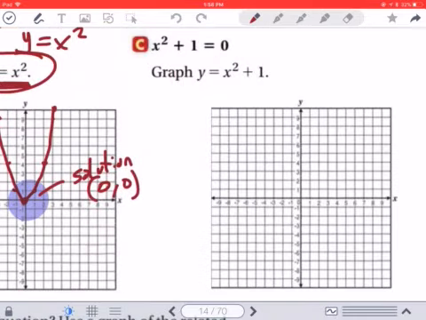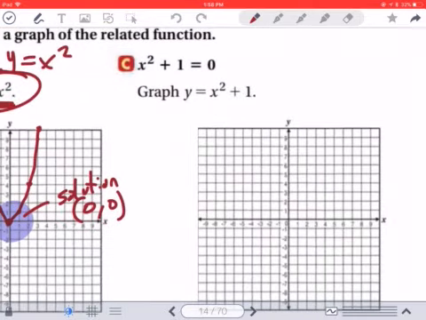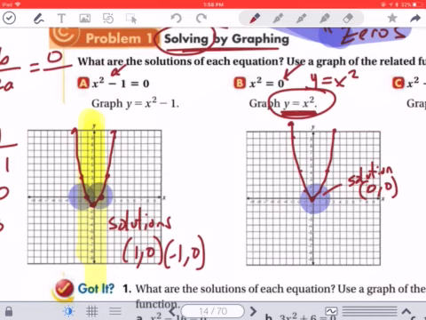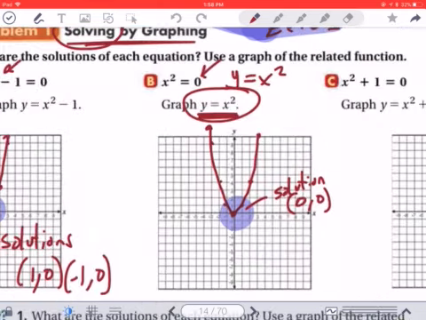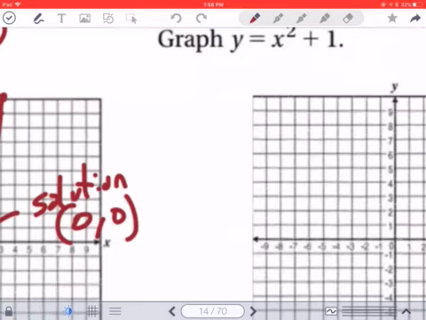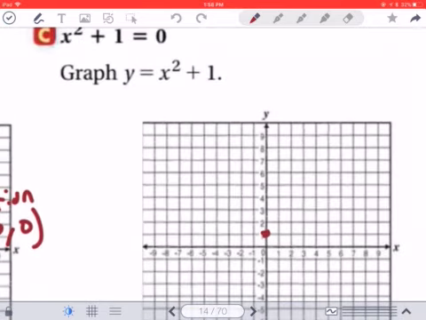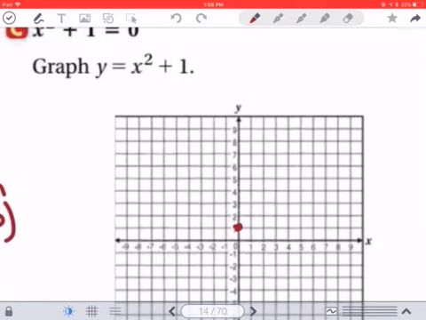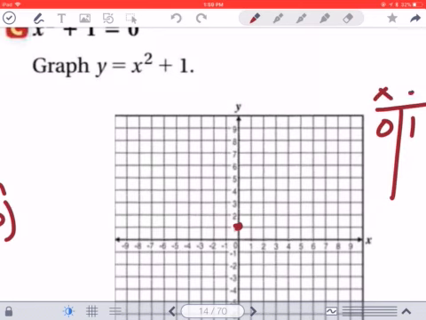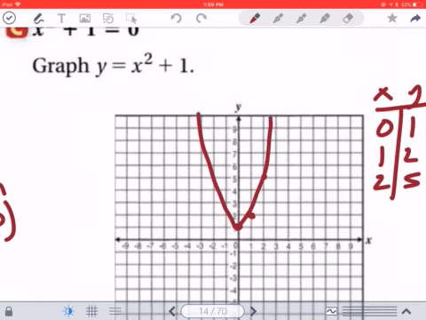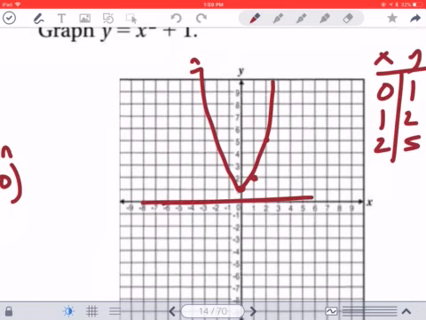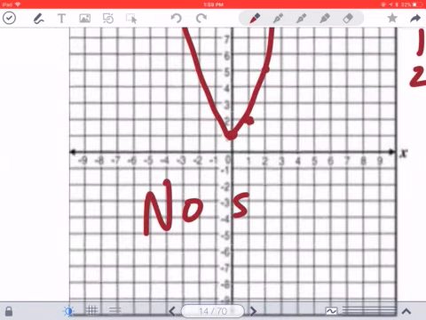Let's look at x squared plus 1 over here. Same thing, we can make a table. I know from looking at the graph that x squared minus 1 is shifted down 1. y equals x squared starts at 0, so this one is just going to start at 1. I can plug in some points if I want to. Plug in 0, I get 1. Plug in 1, I get 2. Plug in 2, I get 5. But you're going to see that this is never going to cross the x-axis. Therefore, there are no solutions, no roots, no zeros. So no solution there.